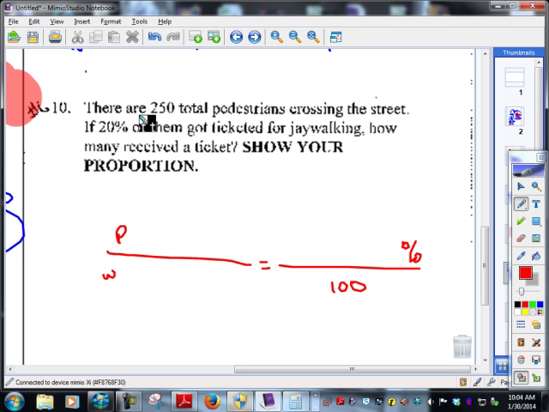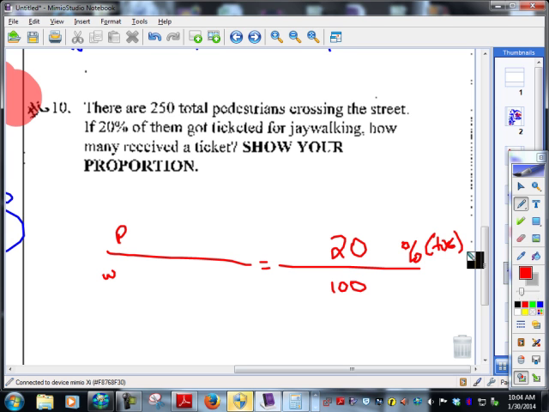If 20% of them got ticketed for jaywalking, how many received a ticket? So first of all, can I go ahead and put 20 right here? Yeah. Okay, now, again, in the actual question, what is that 20% representing? Do you know? What does the 20% represent? I'll read it to you again. If 20% of them got ticketed for jaywalking, so what's the 20% represent? Yeah, it's the ones that got ticketed.